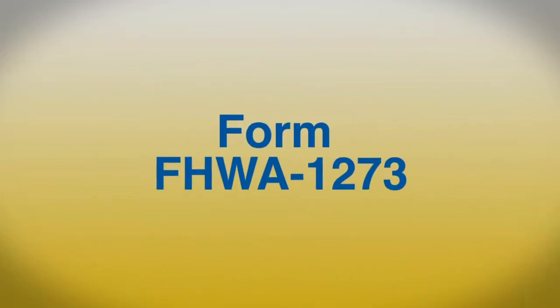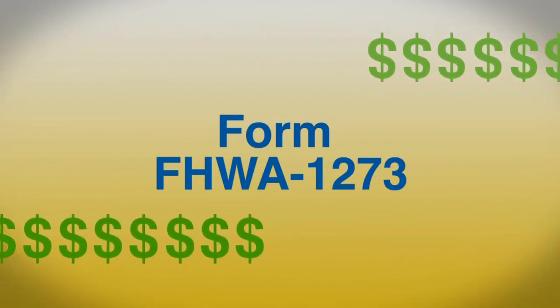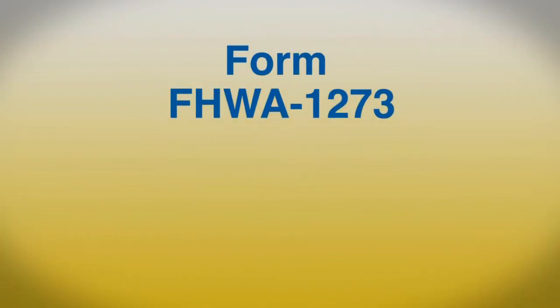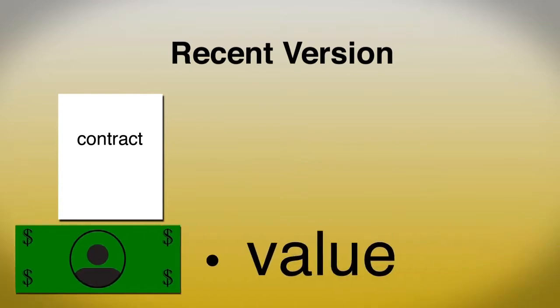This form contains several of the most common contract provisions mandated by various federal agencies when federal dollars are involved. An unaltered copy of the most recent version of Form 1273 must be physically incorporated in all contracts for a specific project, regardless of the dollar value of the contract.